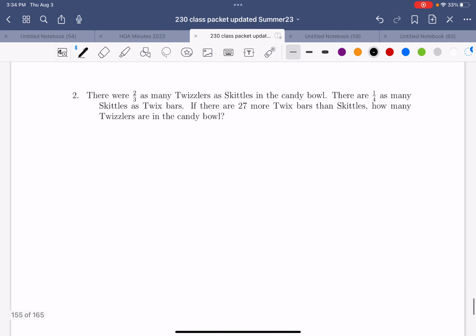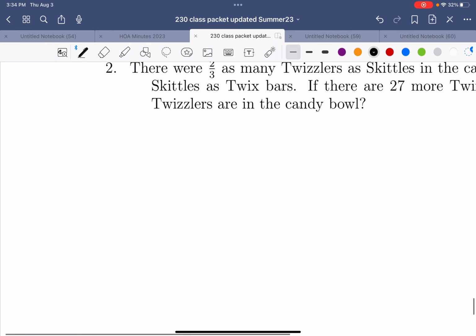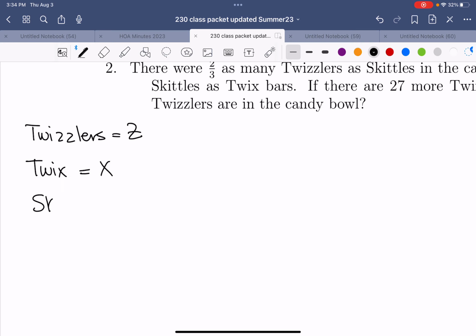All right, number 2, there were 2/3 as many Twizzlers as Skittles in the candy bowl. There's 1/4 as many Skittles as Twix bars. If there are 27 more Twix than Skittles, how many Twizzlers are in the candy bowl? Okay, so I'm going to use, here's my little cheat sheet. So Twizzlers, I'm going to call Z, right? Two of these start with T. And Twix, I'm going to call my X. And Skittles is going to be my S.